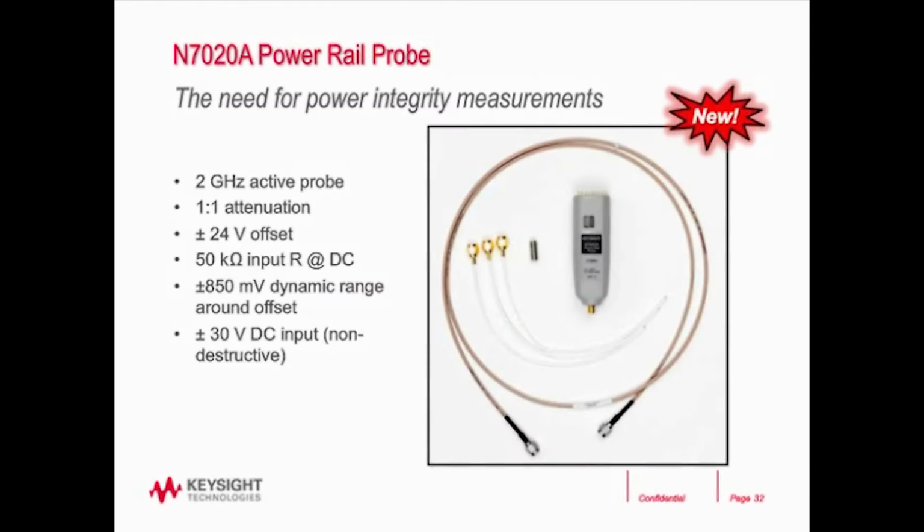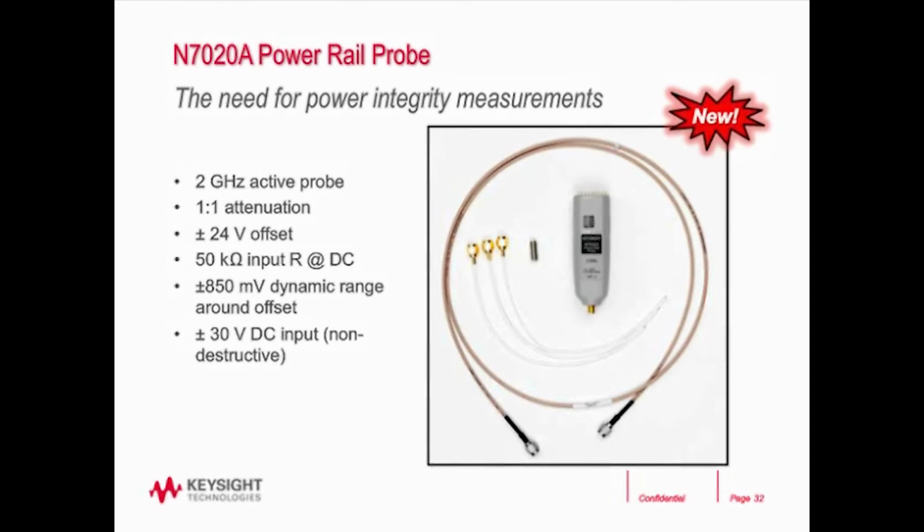This is what I just mentioned earlier, a new solution we just introduced a few weeks ago, actually. We call it the N7020A Power Rail Probe. It allows people to measure output DC signal integrity with high bandwidth. It's an active probe with 2 gigahertz bandwidth. It's a 1-to-1 probe, so you can take advantage of the maximum sensitivity of the scope.